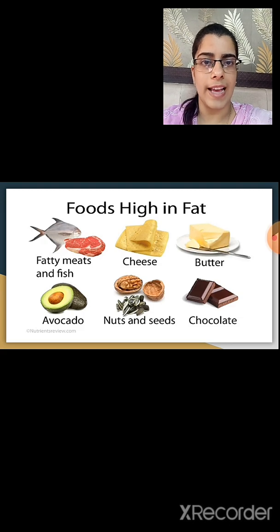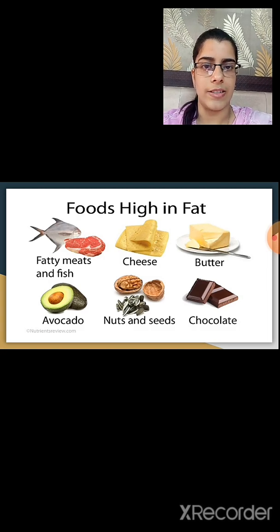Now foods high in fat. So what are the different foods that are high in fat? Fatty meats and fish, cheese, butter, avocado, nuts and seeds, chocolates, etc. are some of the examples that are high in fat.